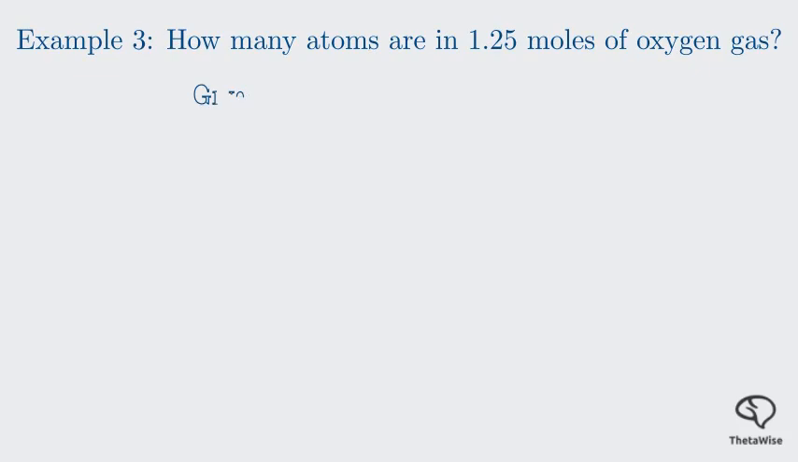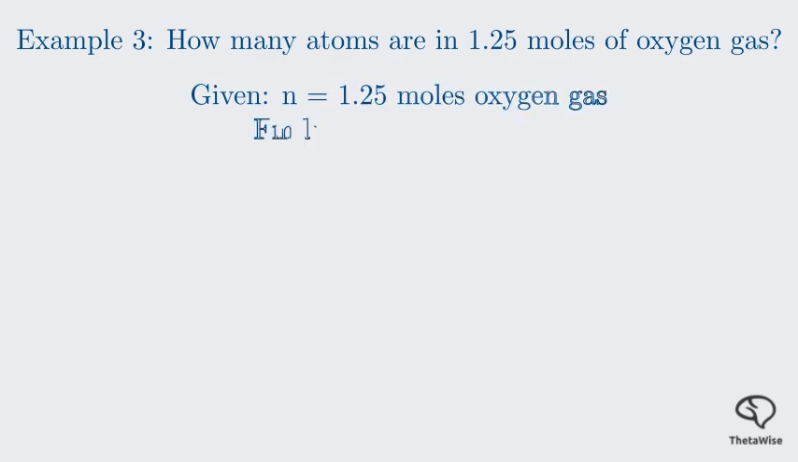Now, be careful here. What is the particle of oxygen gas? It's not a single atom. Oxygen gas exists as diatomic molecules, O2. So 1.25 moles of oxygen gas means 1.25 moles of O2 molecules.